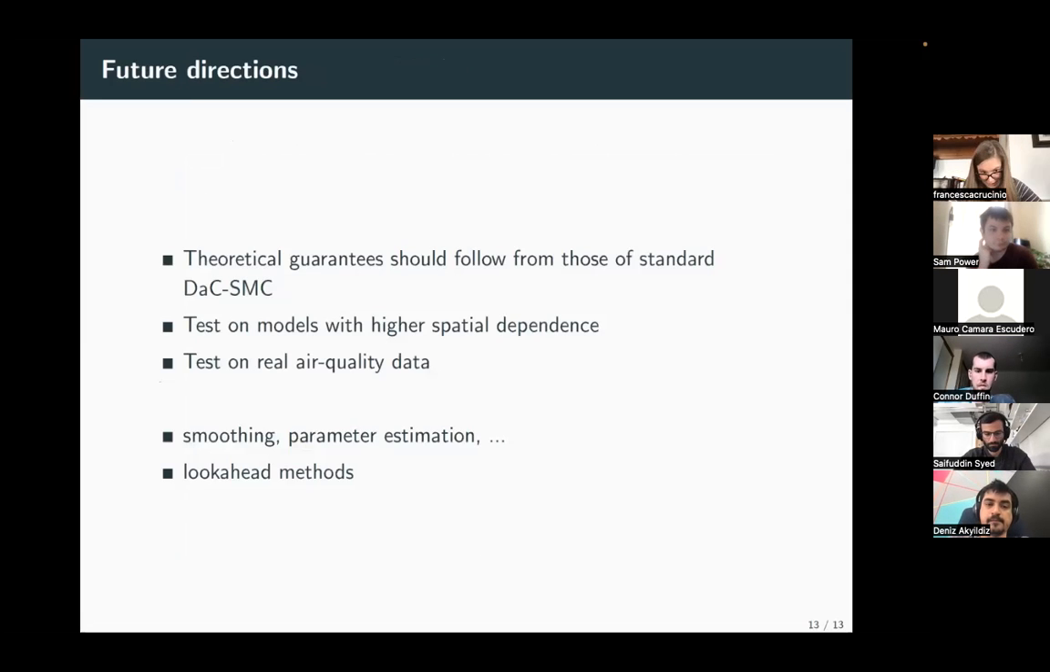And yeah, there is a lot to do in this direction. We don't have theoretical guarantees for this particular algorithm. We only have them for divide and conquer SMC. And there are a lot of other things that I wanted to cover, but I'll leave it there, so that there is enough time for questions and for Connor.